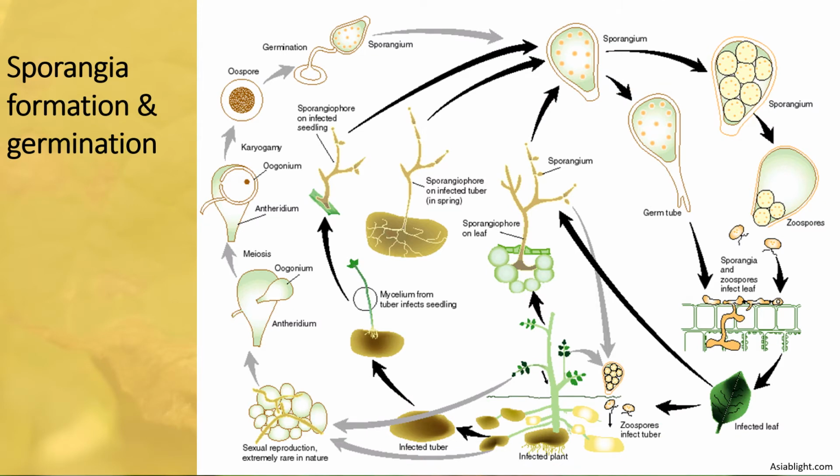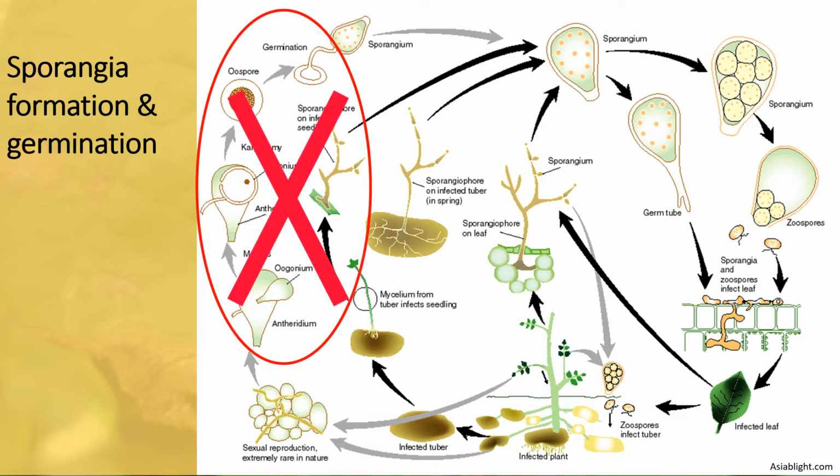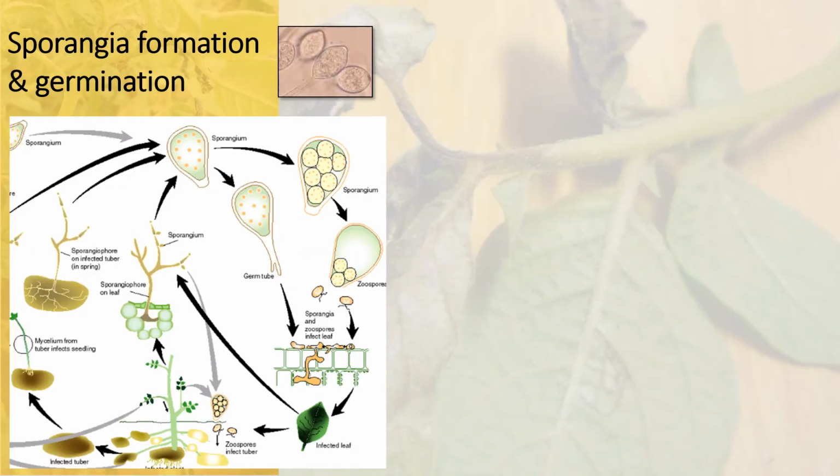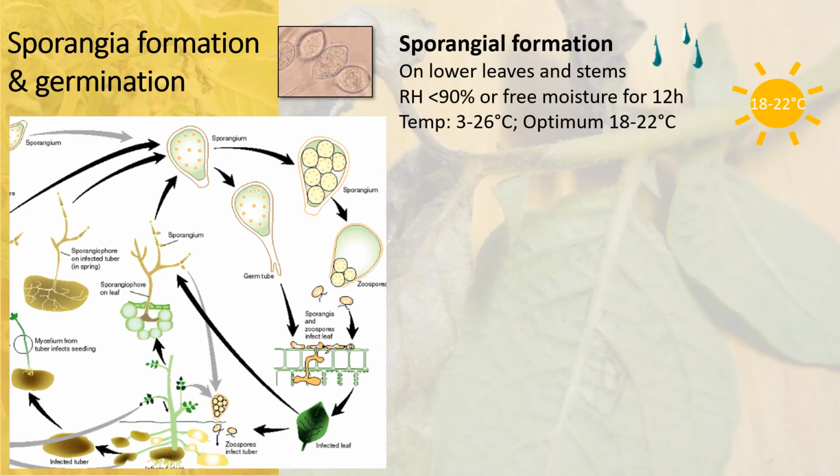So we're now going to look at the cycle where secondary inoculum is produced, which is essentially the cycle that causes the main epidemics. And for the purpose of this talk, we are going to ignore the cycle where oospores are formed, because in South Africa we do not have this cycle occurring. It occurs very rarely in nature in any case. So we're focusing on this part of the disease cycle, the sporangial formation and germination.